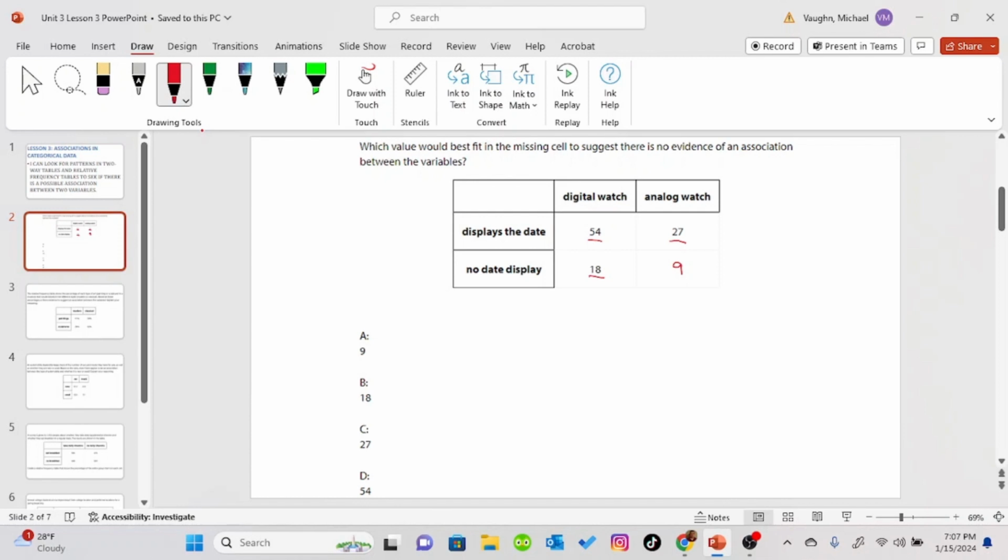because the proportion of displays the date versus no date display is 3 to 1 regardless of what type of watch it is. It's also half of whatever the digital watch is ends up being our analog watch. So in this instance, 9 is the best choice of number to put in for there to be no evidence of an association.